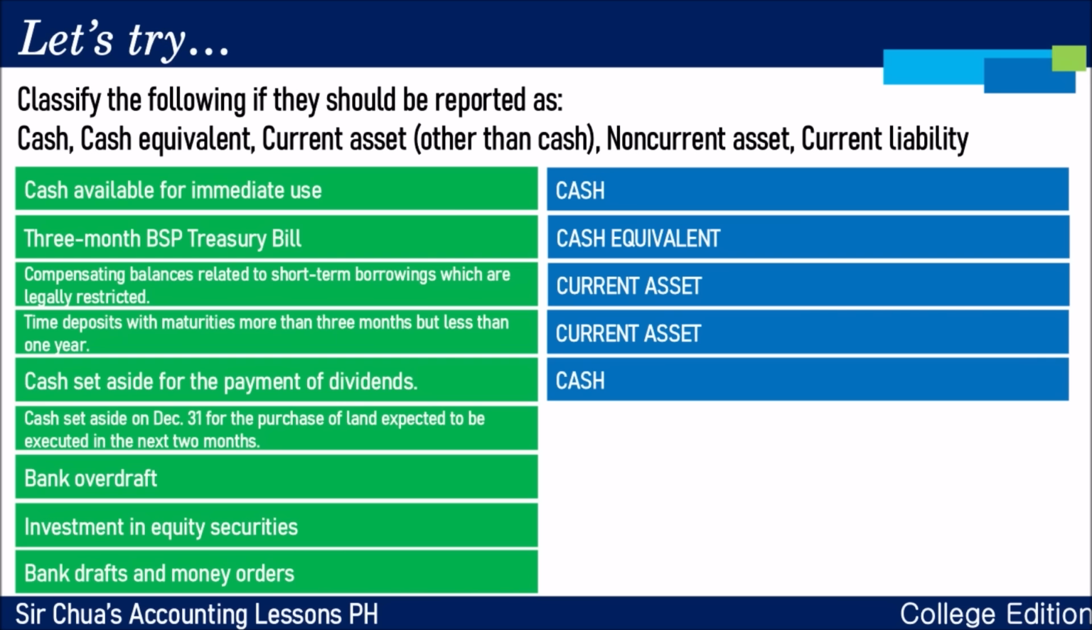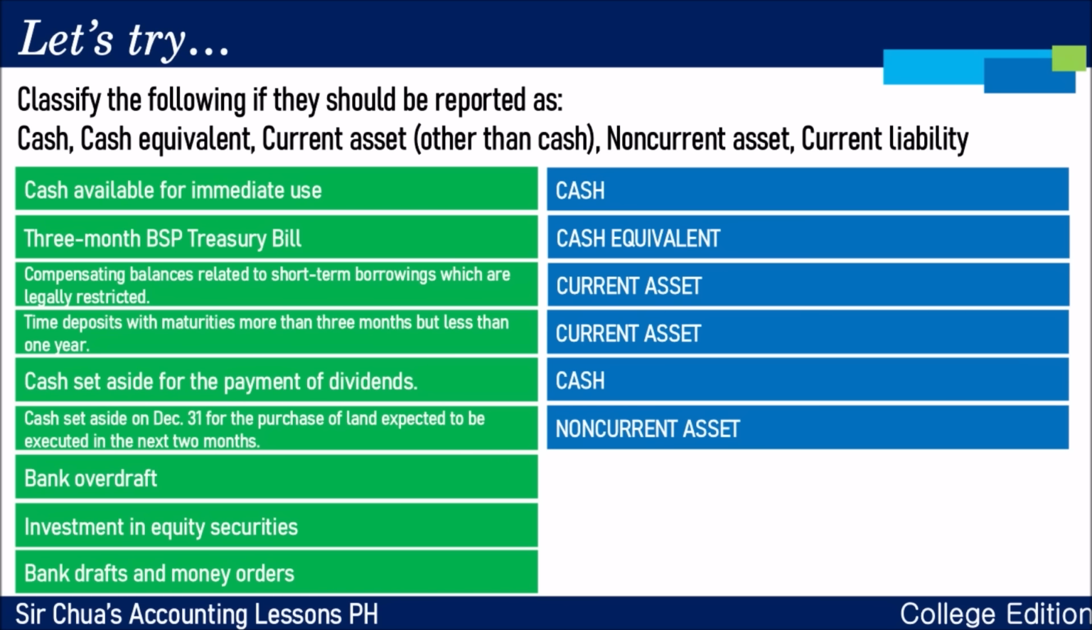Okay? Ano po ang purpose ba tayo nag-set aside ng cash? It is for the purchase of land, and land is a non-current asset. So automatically, the purpose is for an acquisition of a non-current asset. Automatically, even though it will be executed in the next 2 months, the cash that was set aside on December 31 to purchase a land will be reported as a non-current asset because land is a non-current asset.